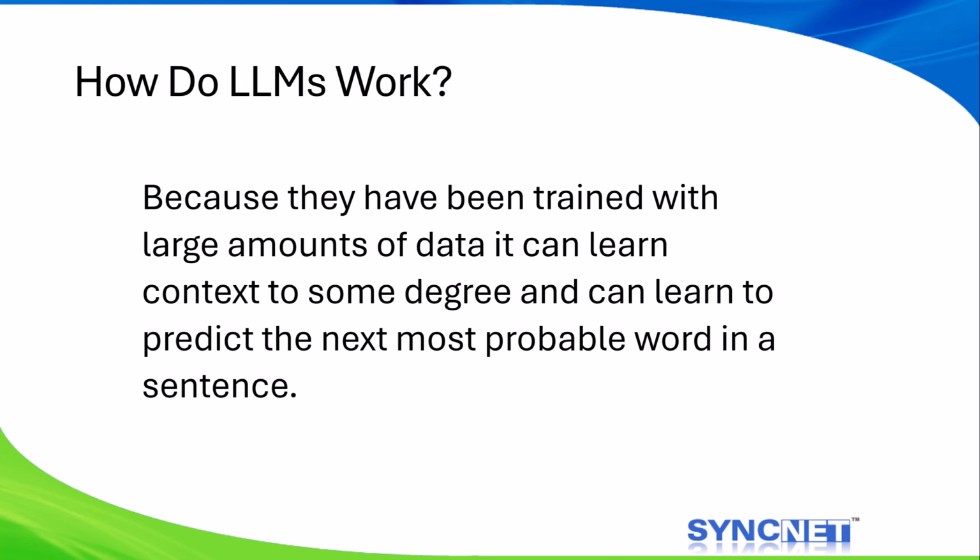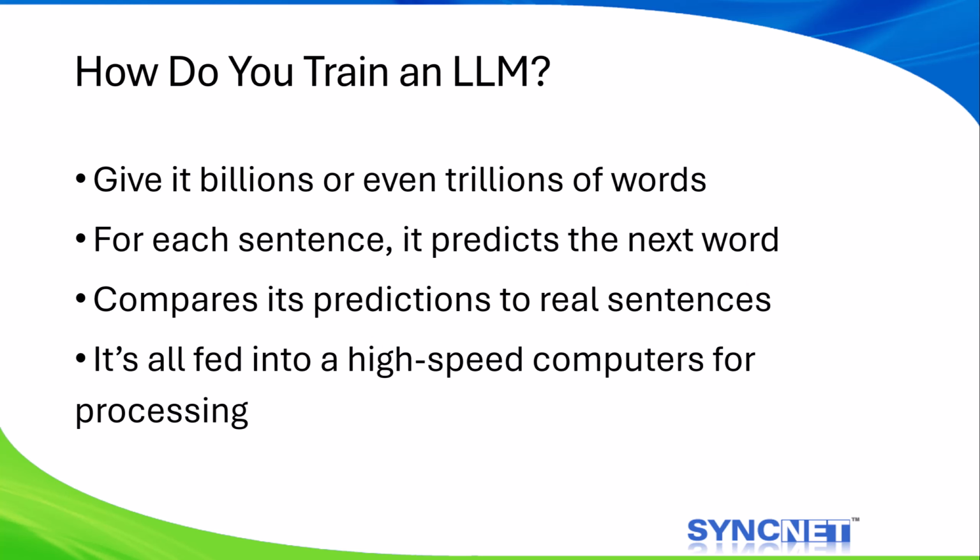How do LLMs work? Because they've been trained with large amounts of data, they can learn context to some degree and can learn to predict the next most probable word in a sentence. How do you train an LLM? Even though the model produces text that sounds like it understands, it's really just recognizing patterns. It doesn't have thoughts or feelings. It's essentially an advanced pattern matching tool. It works by comparing the input you give it to the vast amount of text it has already seen.